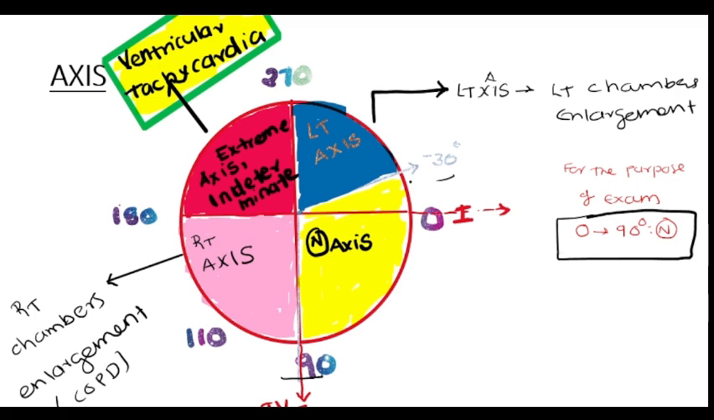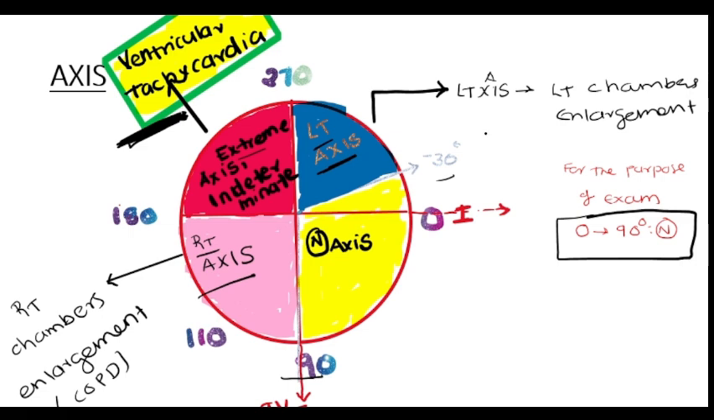So, let's say if the axis is on the left side but towards up, then this is called left axis. If it is going towards the right lower part, then that is right axis, and if it is going right upside, then that is extreme axis or indeterminate. So we have these four axes. Important to note here is that if it is extreme axis, one thing that should come to your mind is ventricular tachycardia. Okay, all right.